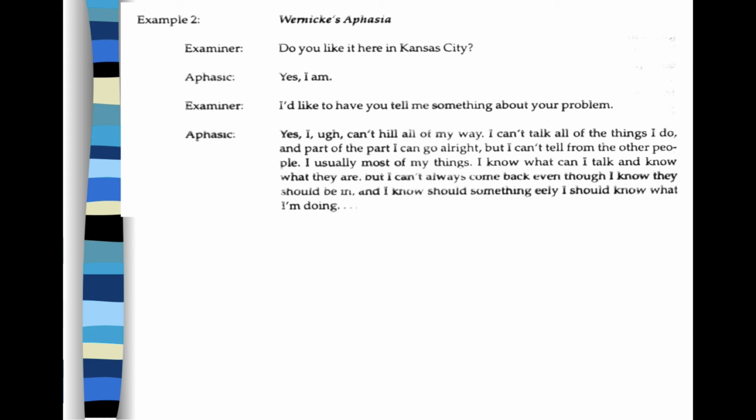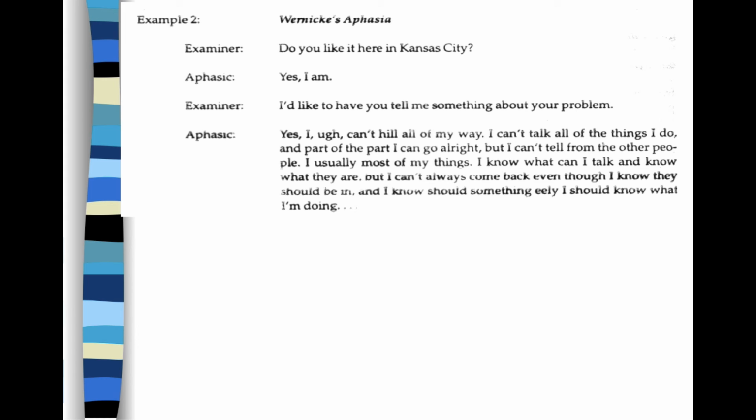Here's an example of what a Wernicke's aphasiac sounds like. And again, depending on how bad the damage is, it's different from patient to patient. So the examiner here says, do you like it here in Kansas City? And the aphasic answers, yes, I am. You can see there's already a problem. Either this came out wrong as they said it, or they misunderstood the question. Then the examiner says, I'd like to have you tell me something about your problem. And so here goes the aphasic patient.